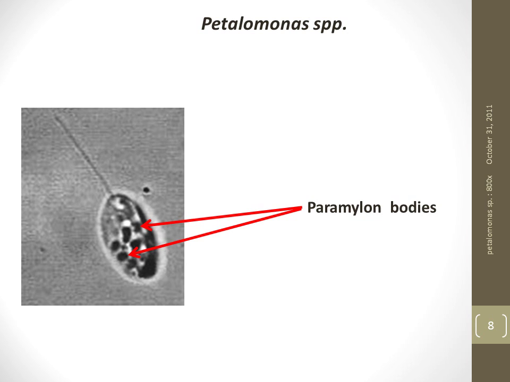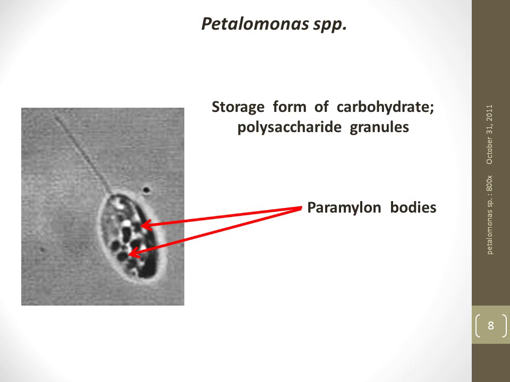Paraamylon bodies are common in the cytoplasm of Petalomonas. Paraamylon bodies are a storage form of carbohydrate collected as granular polysaccharides.